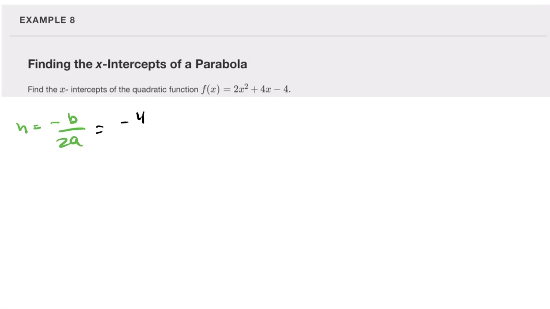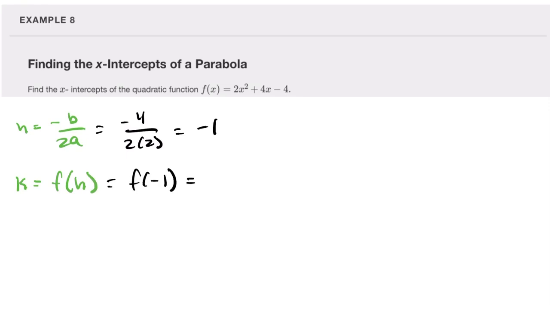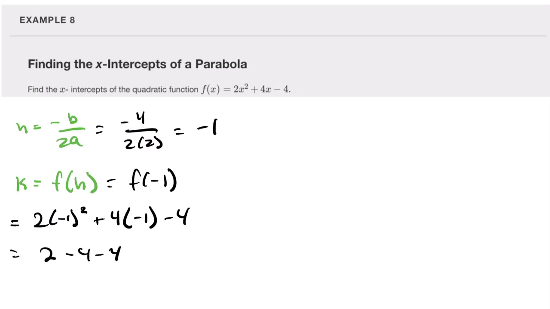So that's going to be negative 4 over 2 times 2, which is negative 1. Then our k is going to be f of h. So that's going to be f of negative 1. 2 times negative 1 squared plus 4 times negative 1 minus 4. It's going to be 2 minus 4 minus 4. Looks like it's a negative 6.